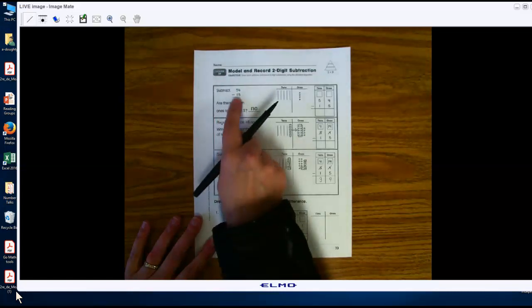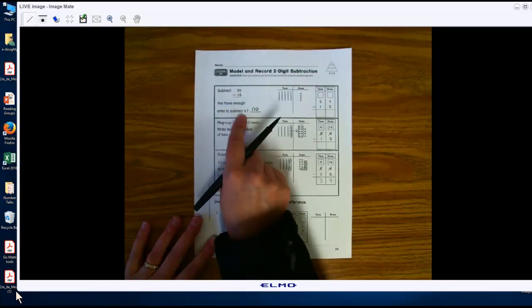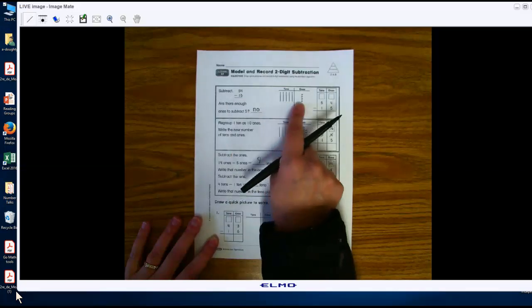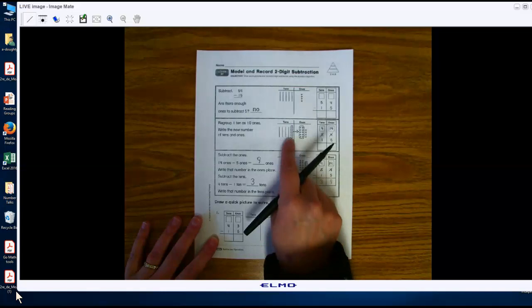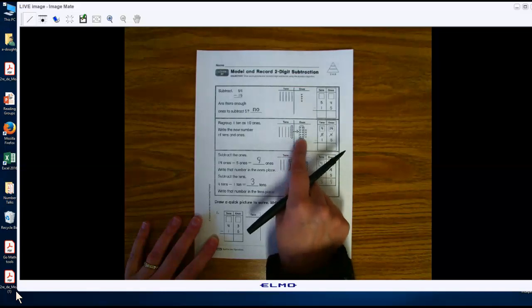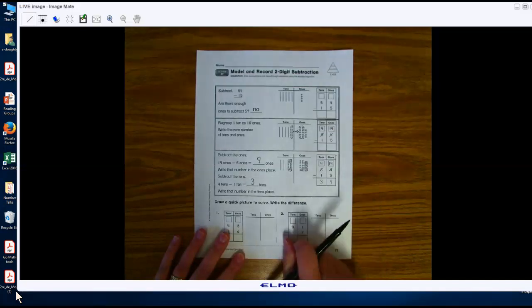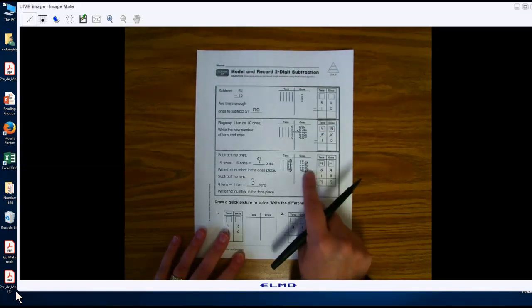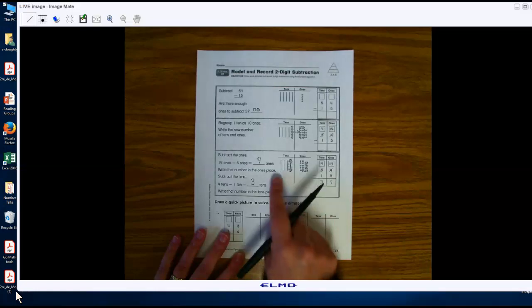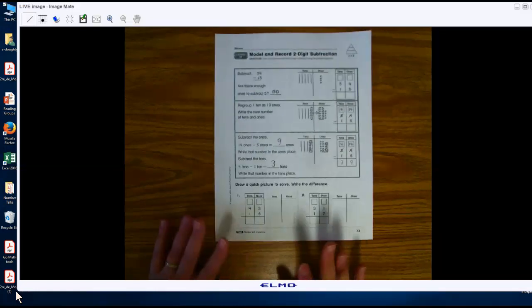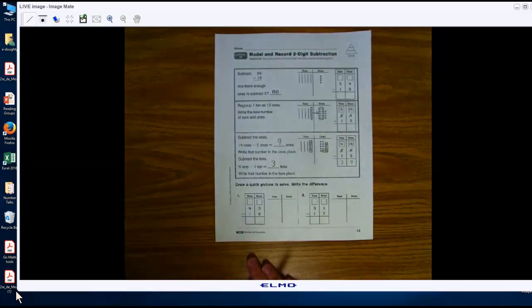So we have 54 take away 15. Are there enough ones to subtract 5? No. There's more on the floor. So I have to draw the 54. Then I have to take a 10 away and move it over here. So then I show 14 ones and 4 tens. And then I can subtract. 14 take away 5, I draw it out, is 9. And then I take away another 1 and I have 3 left. 39.